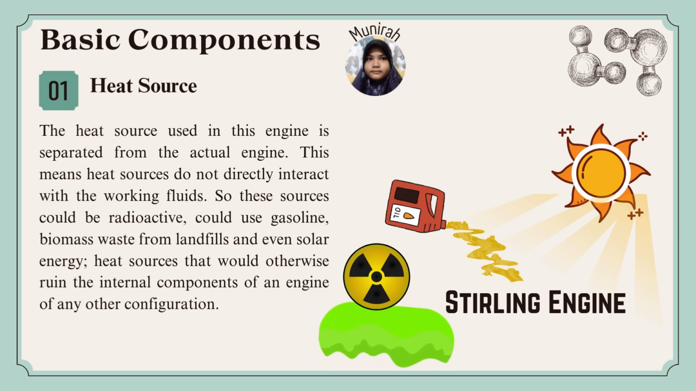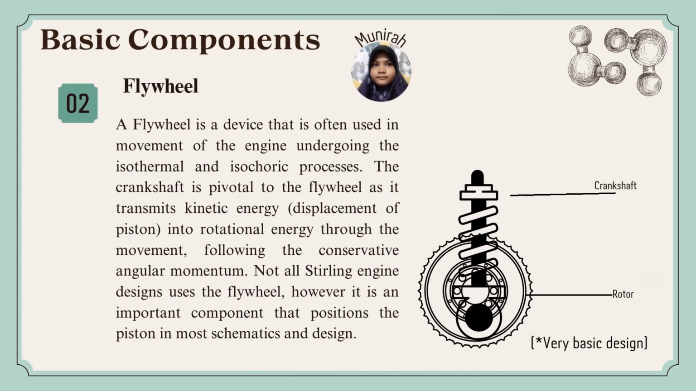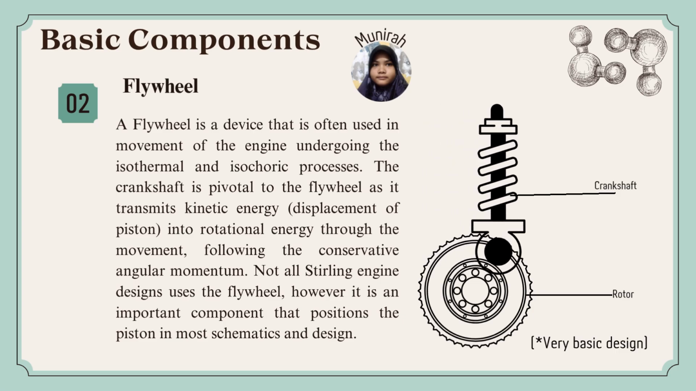A flywheel is a device that is often used in the movement of the piston. It is not shown in the slides, but the crankshaft is attached to the piston. The flywheel transmits kinetic energy from the piston to rotational energy of the crankshaft about the rotor. So, in simpler words, as the crankshaft rotates around the rotor, the piston moves up and down according to the position of the crankshaft. This component is more prominent on gamma type engines used as toys of curiosity. The types of engine will be explained later.